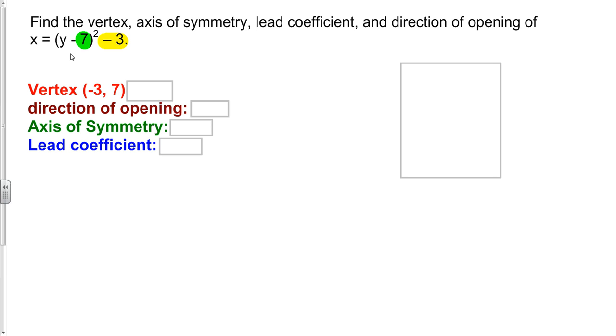The easy way to remember that is that the variable in the parentheses is paired with its coordinate. So in this case, it's y minus 7. Therefore, it's going to be a positive 7. That's going to be the y coordinate.